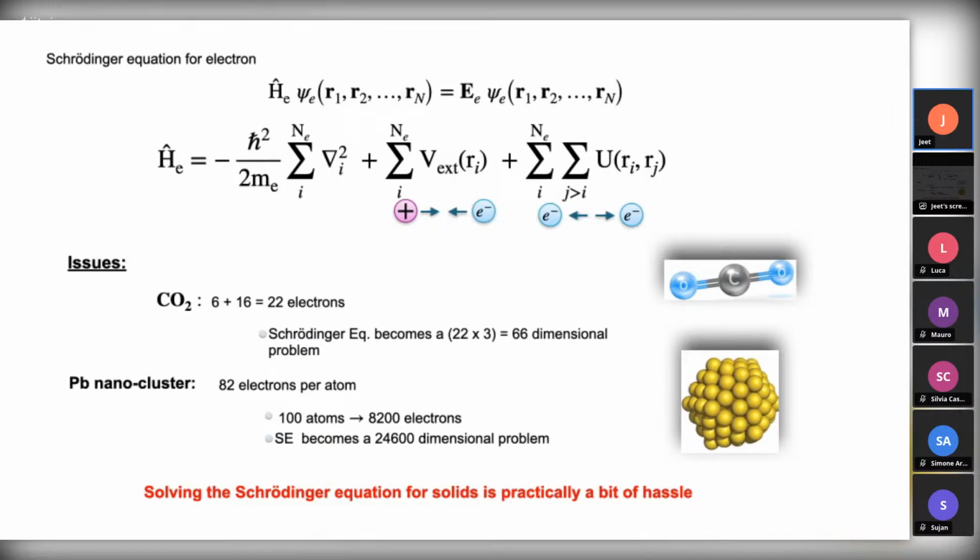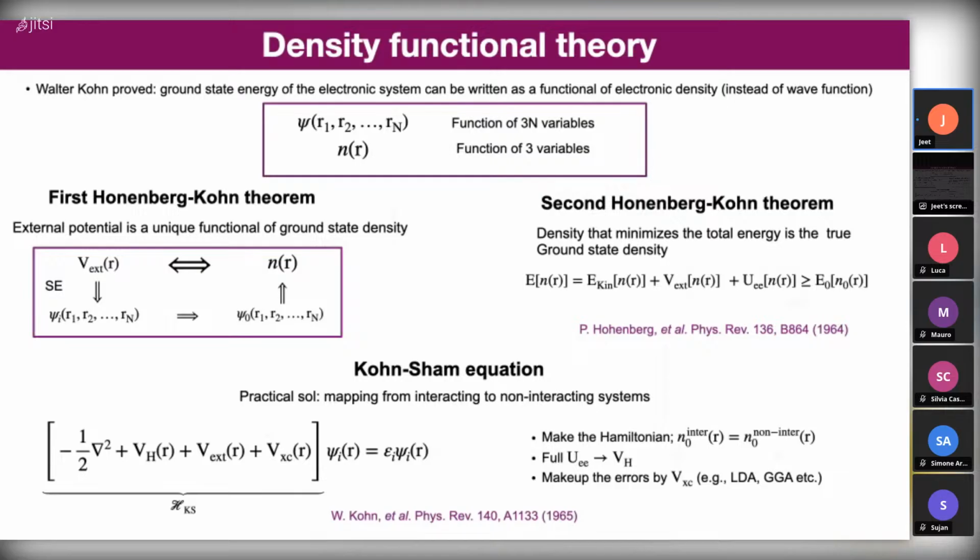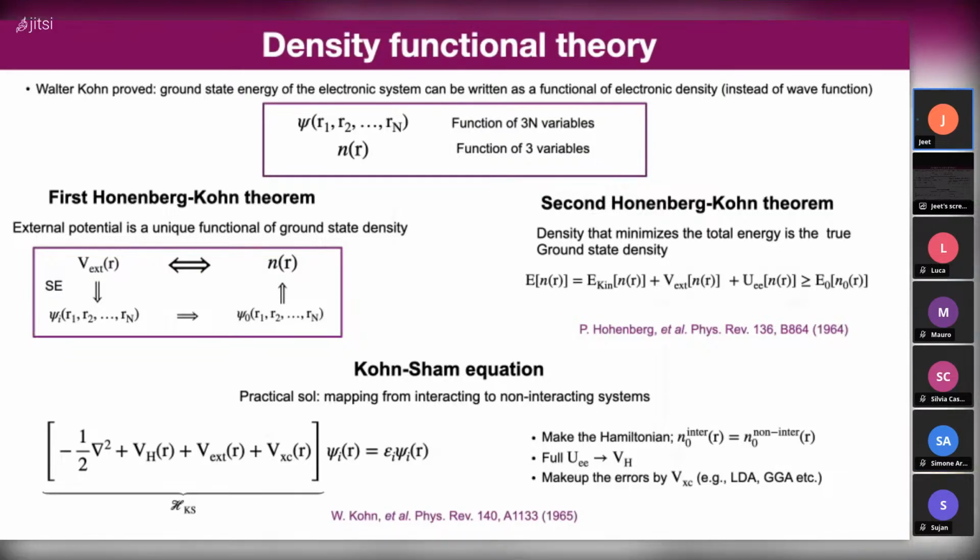It's very complicated. So what do we have to do? We have to make it even simpler. This is the starting point of density functional theory. In the 1960s, Walter Kohn proved that the ground state of the electronic system can be written in terms of the density, as a function of density instead of the wave functions.